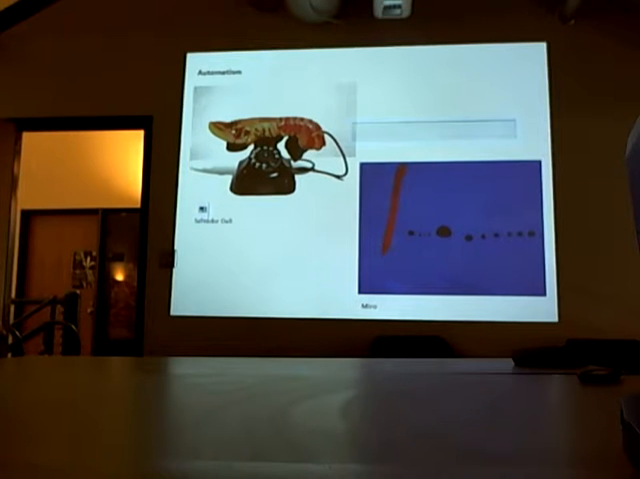Here's a little more about automatism. Dalí did the Lobster Telephone. It was just whatever caught his eye. They said he'd go to flea markets, and whatever would catch his eye, he would mash the two together, and that's what you get.